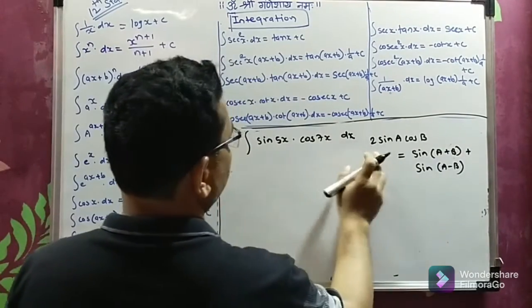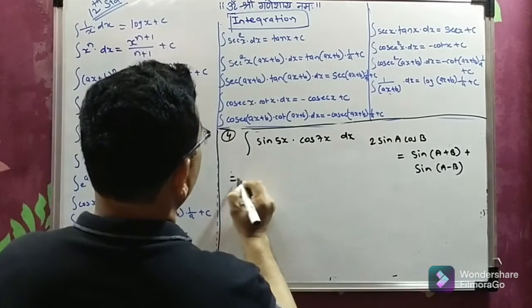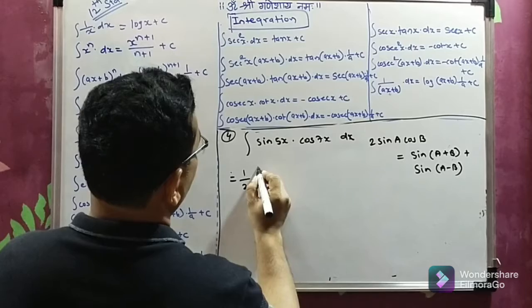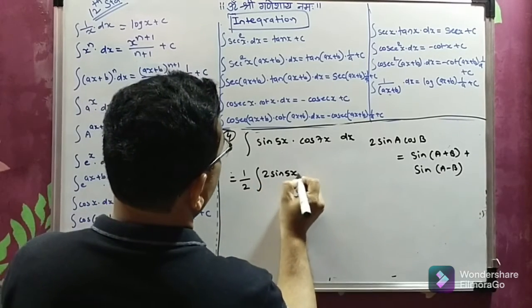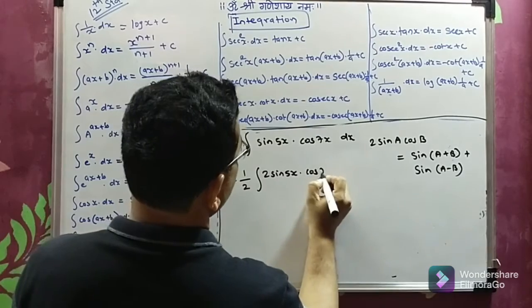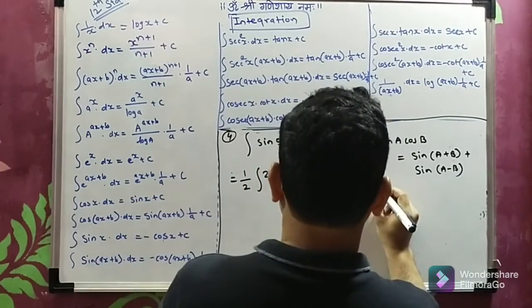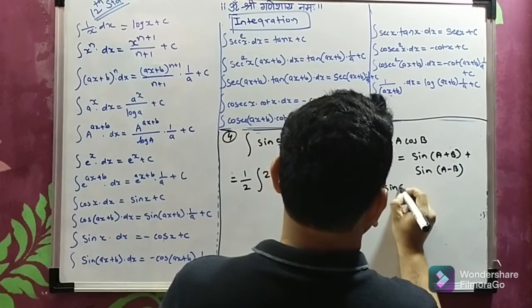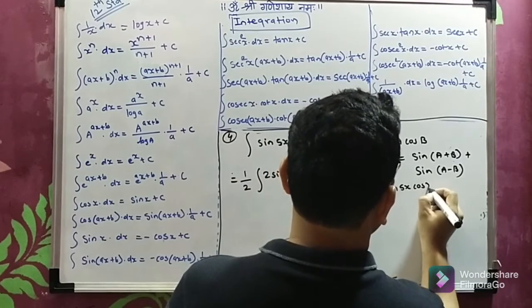Now here there is a 2, but there is no 2 in the problem. So we will multiply and divide by 2. We will keep 1 by 2 outside, and 2 sine 5x dot cos 7x dx. If you see, I will write here 2 sine 5x and cos 7x.